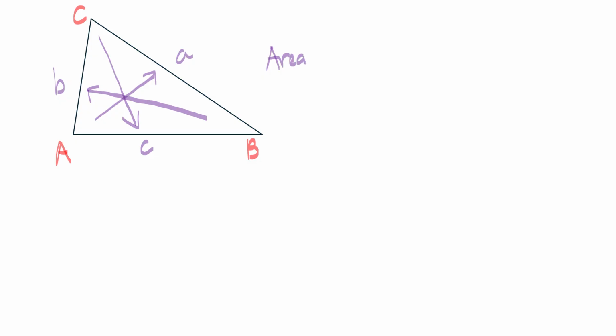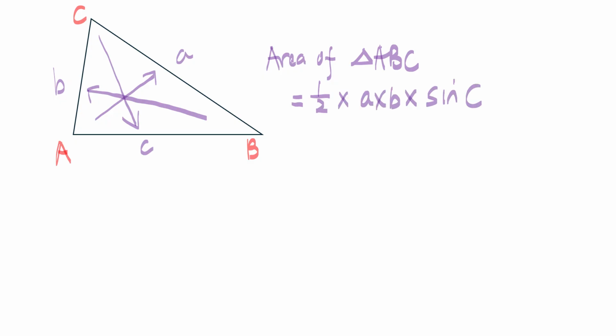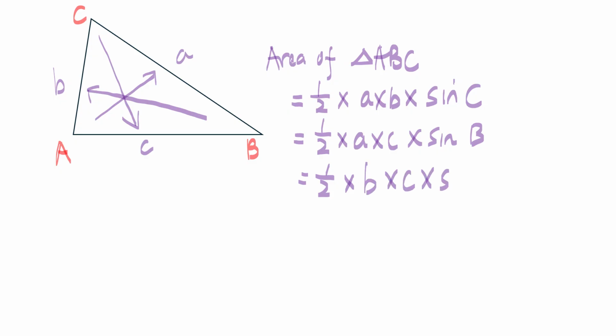So the area of triangle ABC can be found by using half times a times b times sine angle C, or we can find it using half times a times c times sine angle B, or half times b times c times sine angle A. All these three formulas are equivalent to one another.